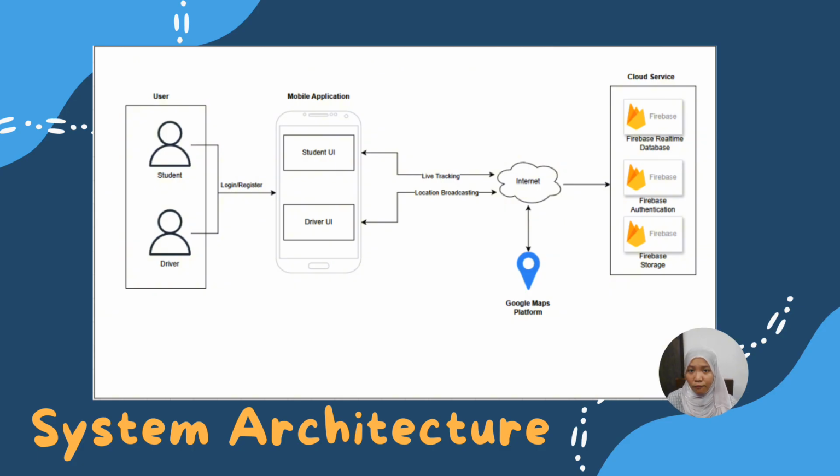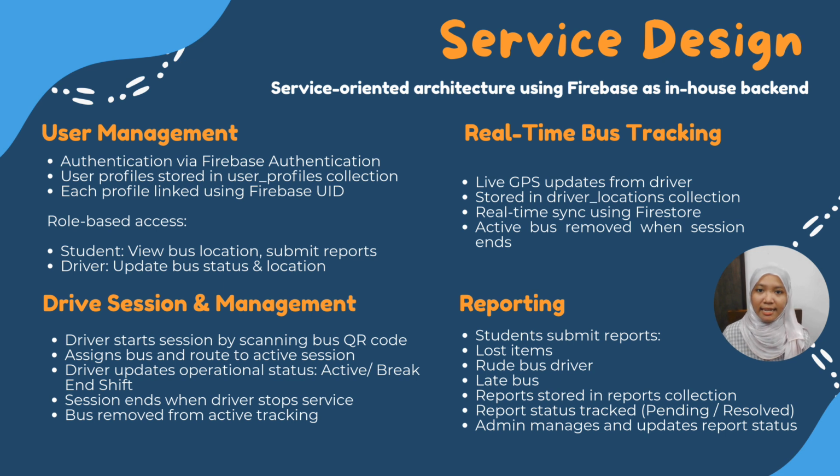the central backend infrastructure. Next, this slide explains the service design of our UiTM Shuttle Bus Tracking mobile application. Our system follows a service-oriented design where Firebase is used as the in-house backend platform to handle authentication, data storage, and real-time data synchronization between the users. First, for user management, we use Firebase authentication to verify users, where user profile data is stored in the user profile collection and linked using the Firebase UID.